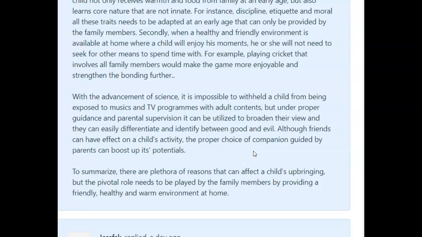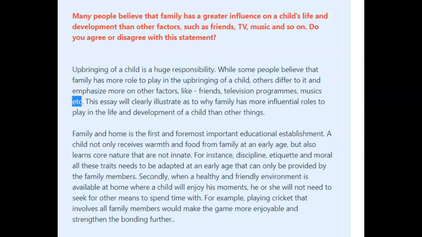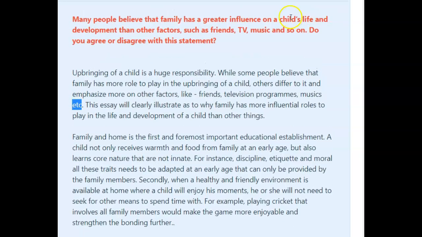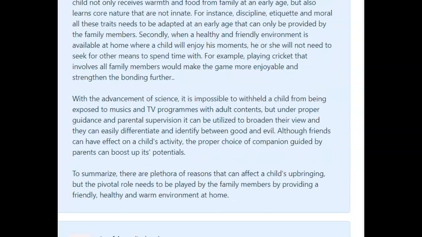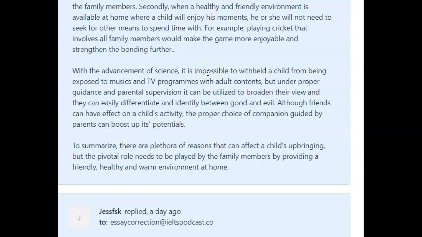And I'm also not convinced that it's entirely on topic. Look at the topic once again. So many people believe that family has a greater influence than other factors like friends, TV, music, and so on. So what are you essentially arguing here? Are you trying to tell us that it's understandable why people might think that these things have an influence on children? Friends, music, TV, and so forth. If so, that's what you have to support. You're not doing that. You're telling me that it's impossible to keep a child from these things, but a parent should guide them, and then properly helping a child choose his friends. Well, none of this is what the question asked you, and it's a paragraph that, like I said before, really needs a lot of work.